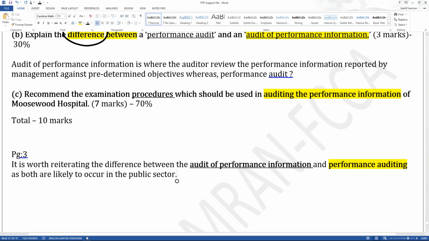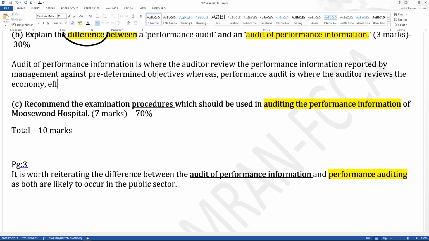The audit of performance information is where the auditor reviews the performance information reported against the predetermined objective, whereas the performance audit is where the auditor reviews the economy, efficiency, and effectiveness of the resources utilized, commonly known as value for money auditing.